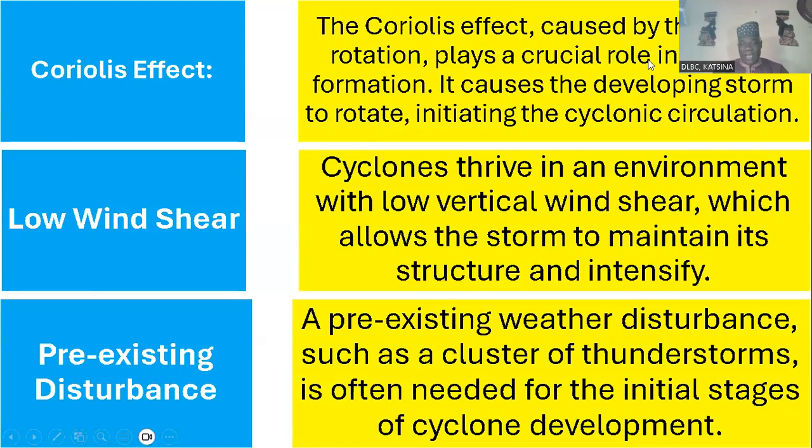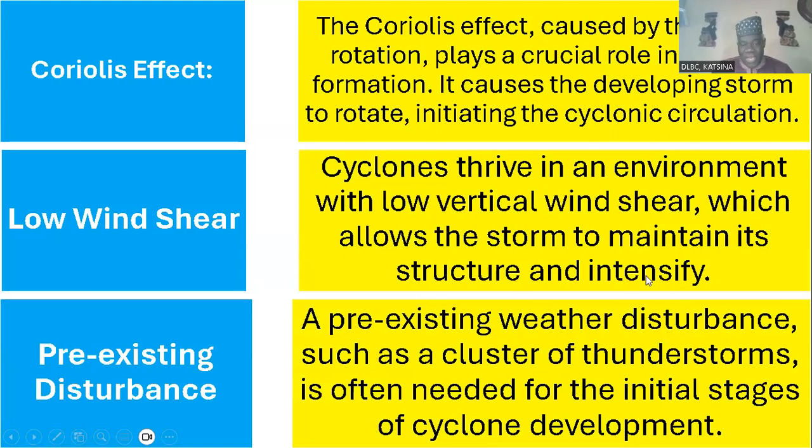Then we have the Coriolis effect. The Coriolis effect also affects the formation of these cyclones. Now, the Coriolis effect is the force that causes air in motion, or objects in motion, to deflect as they cross the equator. And the farther away they get from the equator, the sharper the deflection of the object. So it causes a developing storm to rotate, initiating the cyclonic circulation.